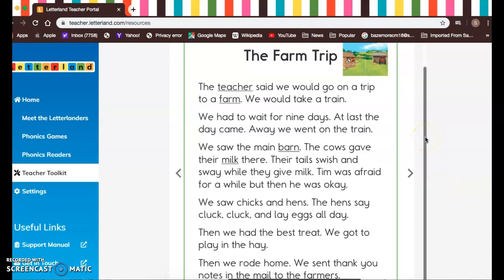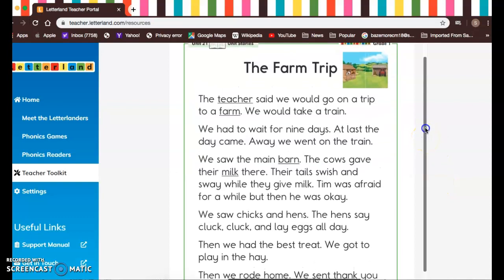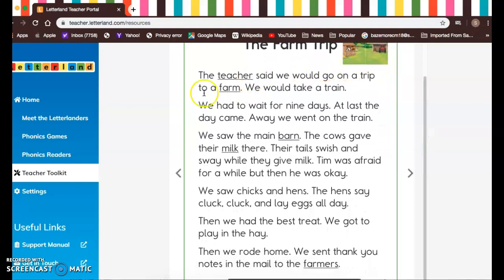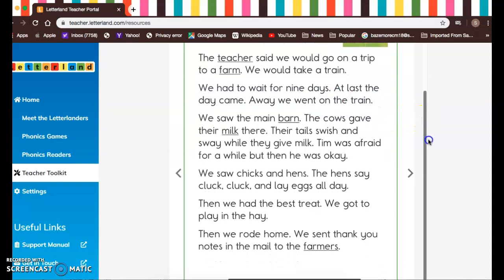I'm going to read this story to you first, and I just want you to follow. Ready? The farm trip. The teacher said we would go on a trip to a farm. We would take a train. We had to wait for 9 days. At last the day came. Away we went on the train. We saw the main barn. The cows gave their milk there. Their tails swish and sway while they give milk.